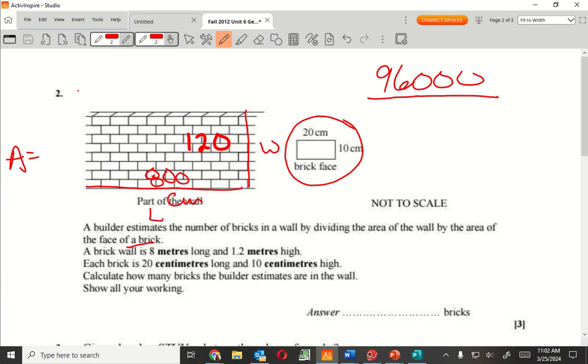That's what we're doing right now. It's almost like that's the question we were asking. What's the area of the brick? It's 20 times 10, which is 200. And then we do the math. 96,000 divided by 200 gives 480.